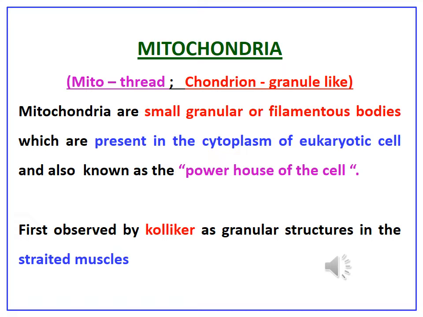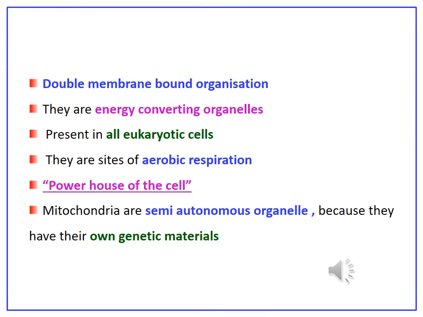They were first discovered by Kolliker as a granular structure present in striated muscle. The other structural features of mitochondria are a double membrane-bound organization, and it is an energy-converting organelle present in all eukaryotic cells. The mitochondria are the major sites of aerobic respiration. The mitochondria are also known as the powerhouse of the cell.